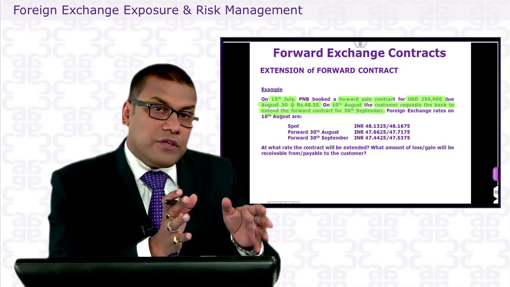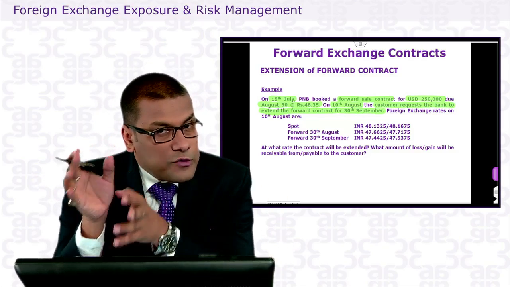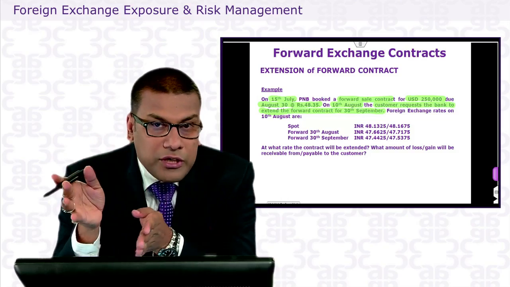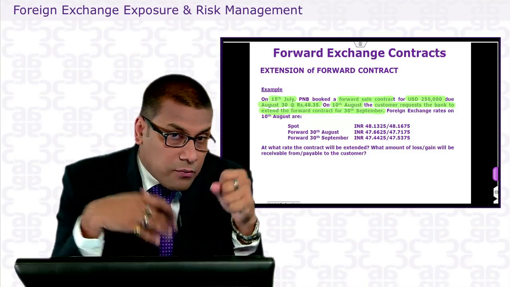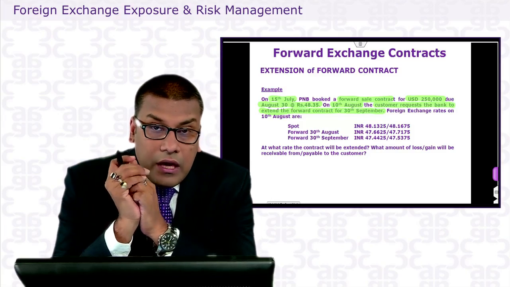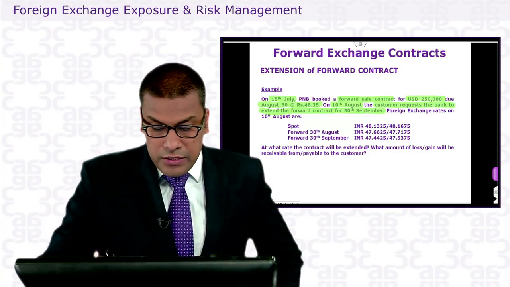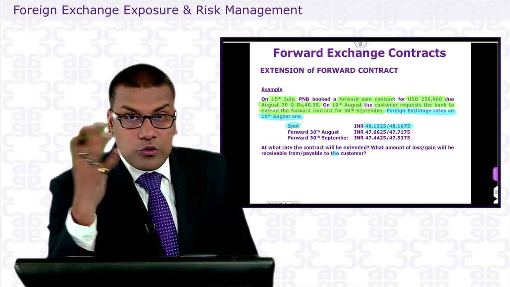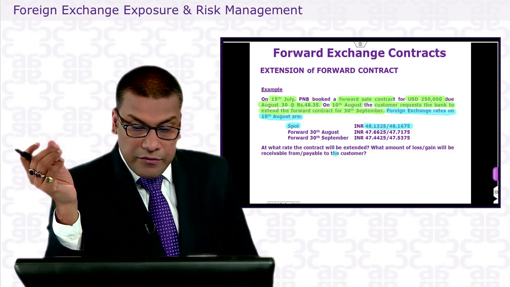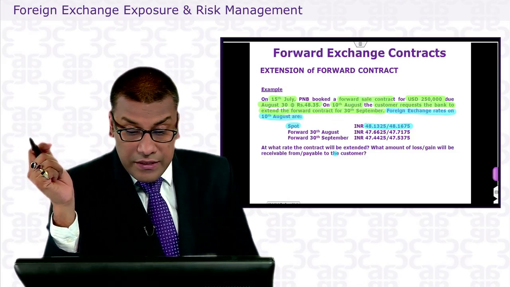So you originally on 15th of July took a contract of expiry on 30th of August. Before maturity, on 10th of August, you are approaching the bank saying I want to extend it for a month, to 30th of September. Okay, and on this date, 10th of August, the exchange rates which are prevalent are given. So you know that there is a spot rate 48.1325, 48.1675. We know that there is a two-way quotation given. So buy low, sell high. So 48.1325 is the buy rate given by the bank, 48.1675 is the sell rate given by the bank.